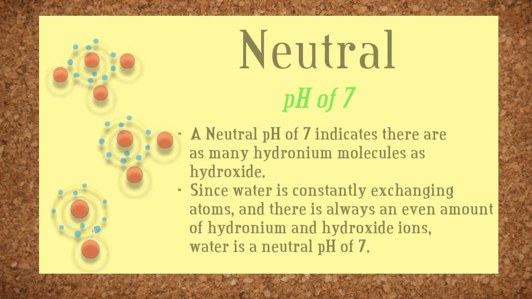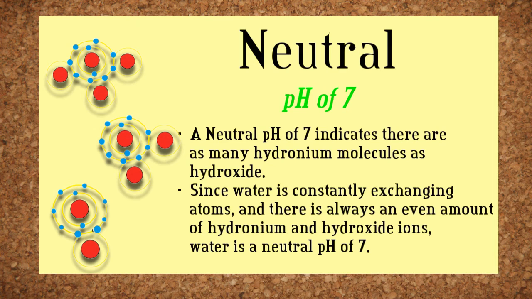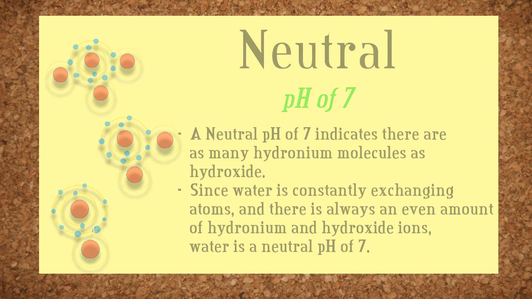A neutral solution has a pH of 7. A neutral pH of 7 indicates there are as many hydronium molecules as hydroxide. Since water is constantly exchanging atoms, and there is always an even amount of hydronium and hydroxide ions, water is a neutral pH of 7.